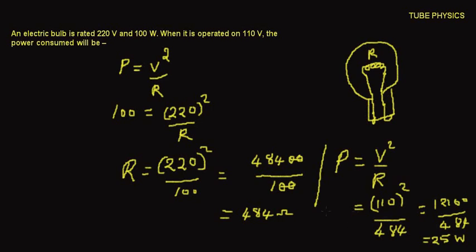So if you calculate the ratio of the power now, say P1 by P2, it was 100 watts, now it is only 25 watts. Means the power reduces to 1/4 of the previous value. The ratio becomes 4. It means the power reduces to 1/4 of the previous value. Okay.